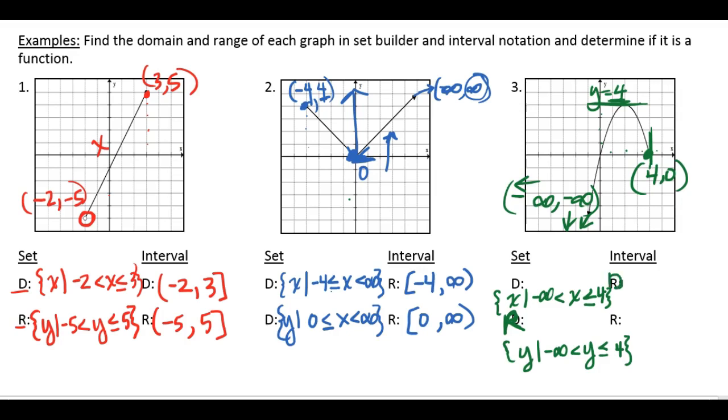Now, the interval notation for domain would look like this. It would be parenthesis, negative infinity, to a 4 with a bracket, because that 4 is closed, it's included. Range would go from negative infinity, because it's an infinity, always has a parenthesis, all the way up to a positive 4, and that has a bracket as well. All right, let's try a couple more of these.